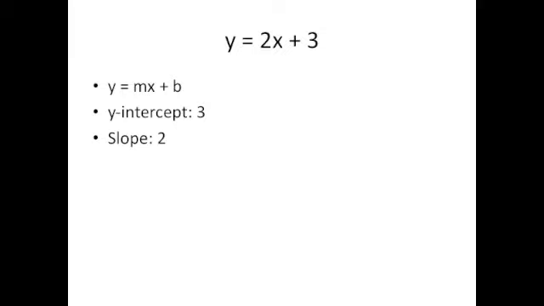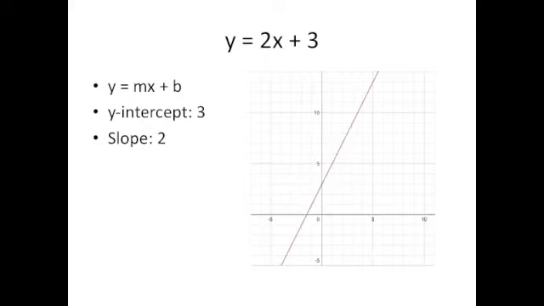From this equation, we know that the y-intercept is 3 and the slope is 2. So the graphed line would look like this. If you would like more information on how to graph lines, you can watch my video on linear functions.